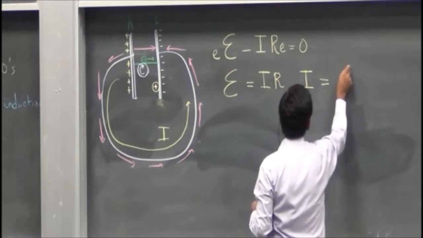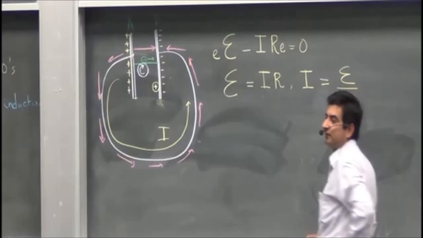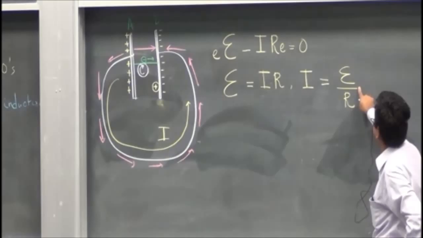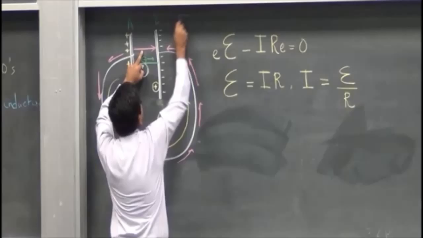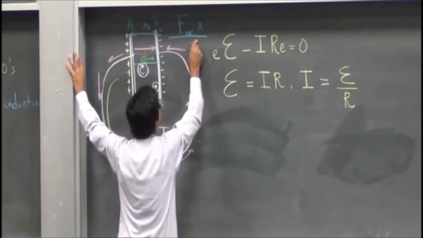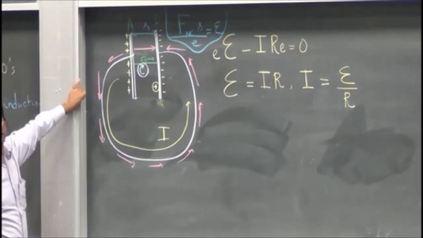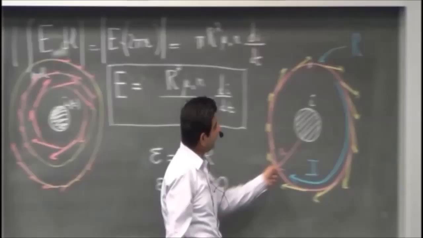Alright, so this means that the EMF of this battery is equal to IR, or in other words, the current that is flowing in this circuit is equal to the EMF provided by the battery over R. Now what is this EMF equal to? This EMF has been generated by the work done by the non-coulombic forces F_NC in moving across this length S, divided by e. This is the EMF. And we've looked at this in detail before the midterm.